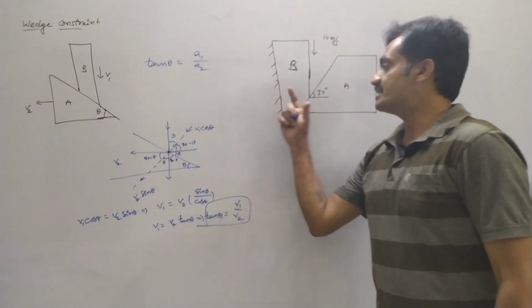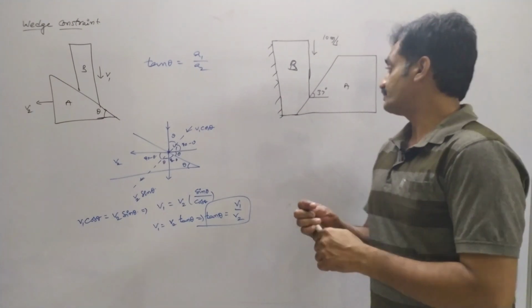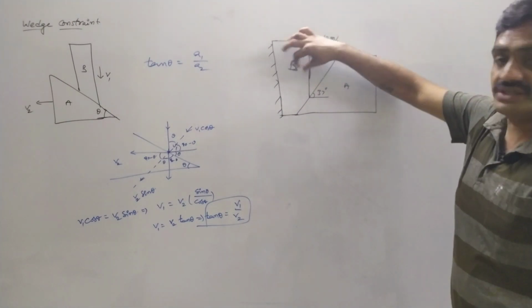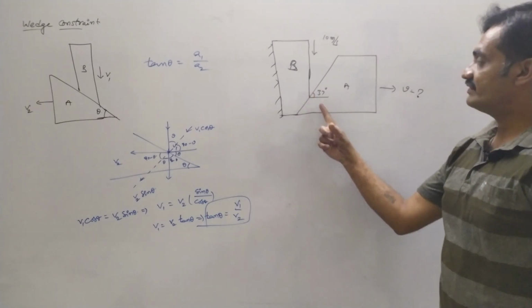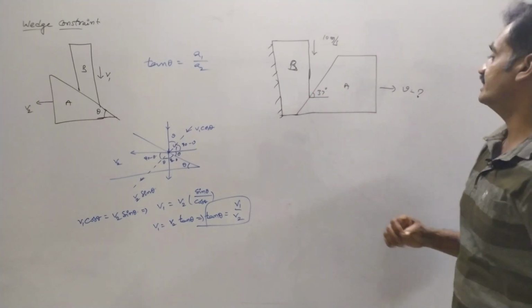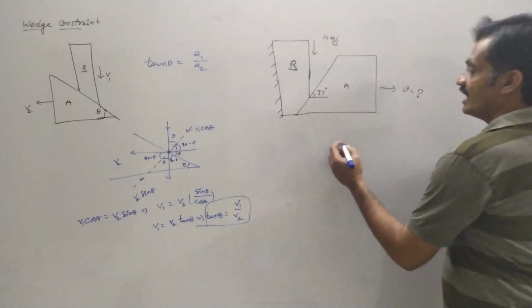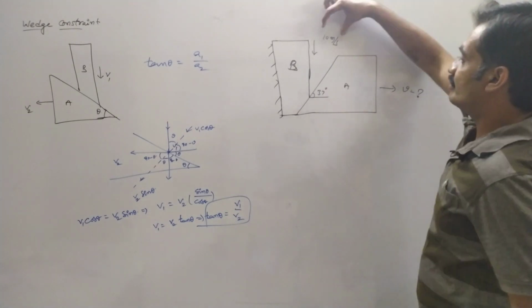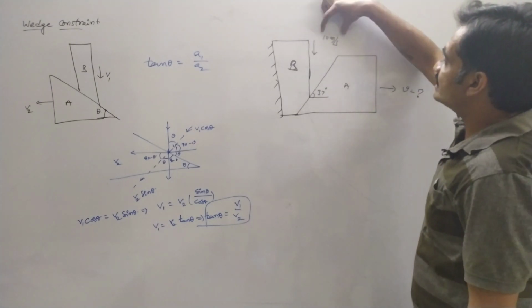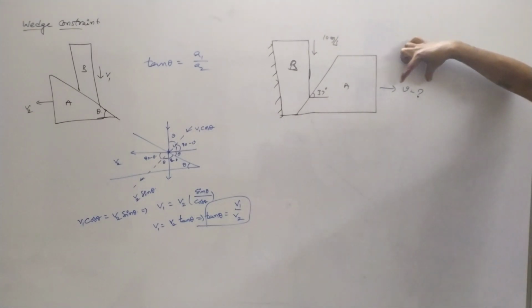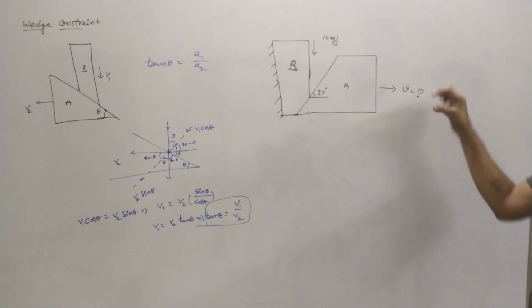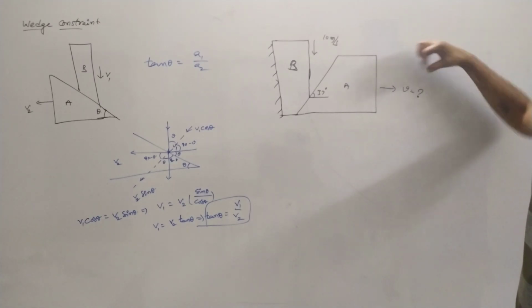Let's solve a problem based on this wedge constant. So here we have two wedges, A and B. Observe that the second wedge is placed on the first wedge at an angle of 37 degrees. So here we consider the wedge B is moving in the downward direction with 1 meter per second, and wedge A is moving with velocity v. Now we have to find the velocity v.